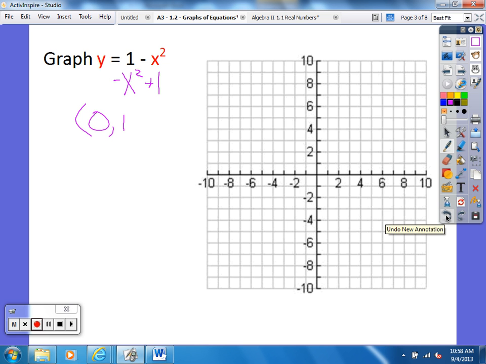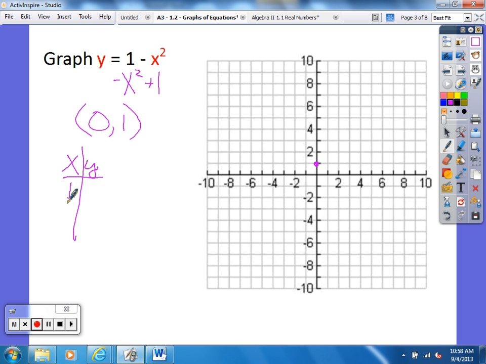because that's not what we're graphing. We are graphing this. So I started 0, 1. I'm actually going to plot that 0, 1. Now, am I a happy parabola or a sad parabola? Sad.